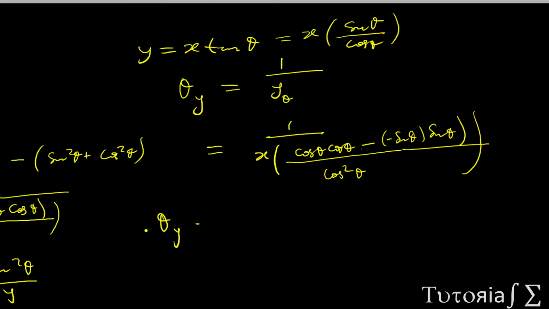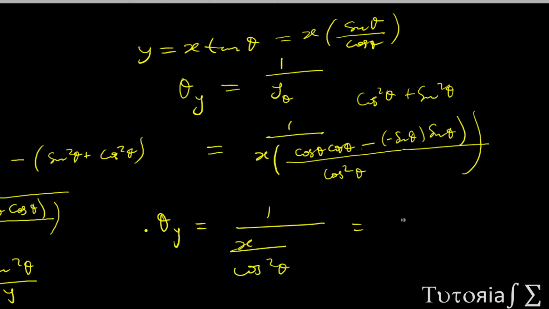Then basically what we're going to have is theta with respect to y will be equal to 1 over x times this will be 1. So because this is cos squared theta, this and this will give us plus. This and this will give us sine squared theta, which is just 1. So we just say over cos squared theta, of which this will be basically equal to the inverse, or flipping that would be cos squared theta all over x.